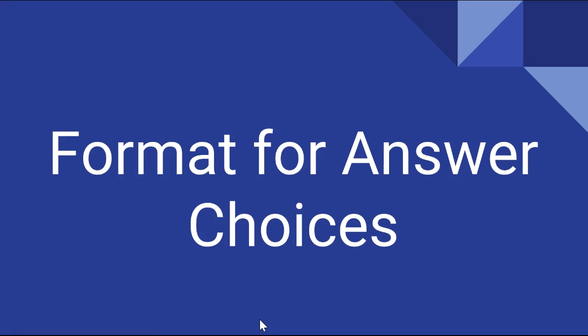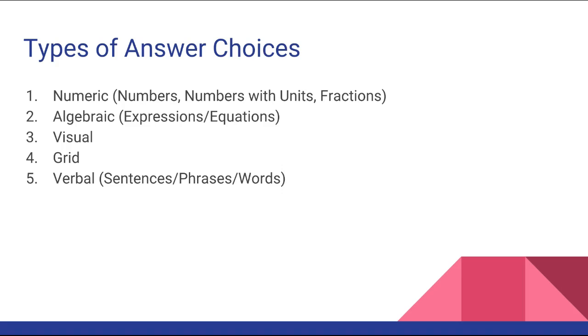So, format for answer choices. We just talked about the questions. What about the answer choices? What do they look like? Well, they can be numeric, which would be just numbers with units, or fractions. It can be algebraic. If it's algebraic, it's going to have operational signs, like a plus sign, minus sign, division, equal sign, multiplication sign. These are usually expressions and equations. Number 3, there would be some kind of visual, again, a diagram, a table, number line. It could be number 4, readable, or it could be number 5, verbal. And if it's verbal, it will either have a sentence, a phrase, or just a few words.